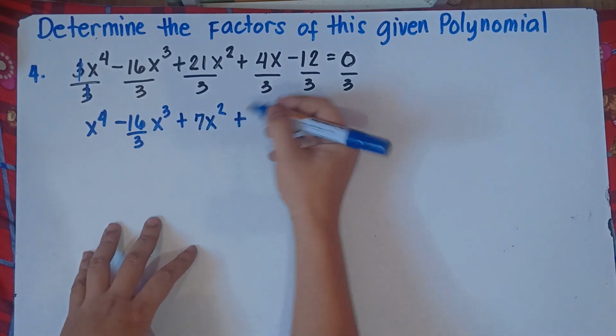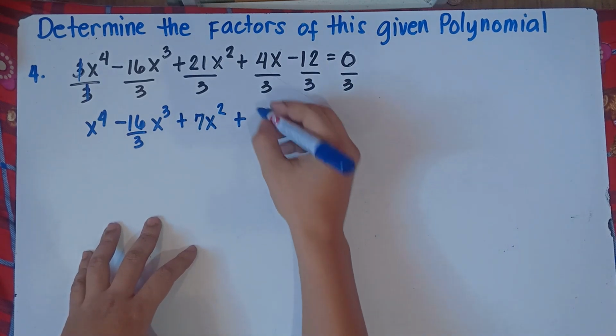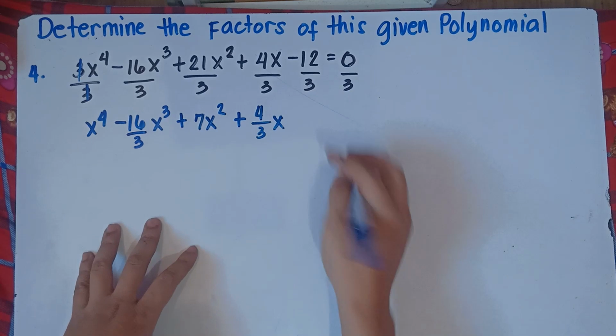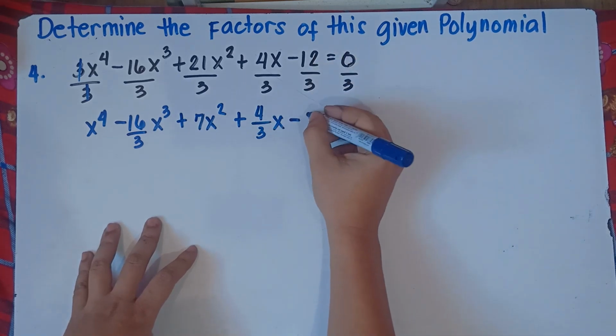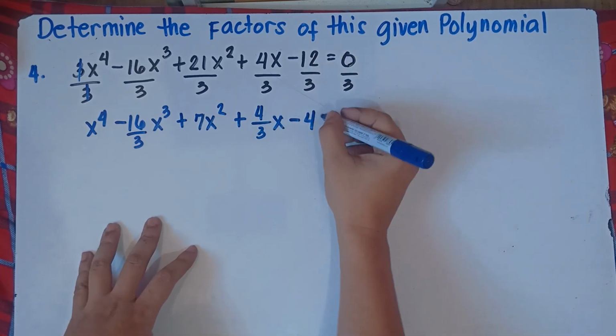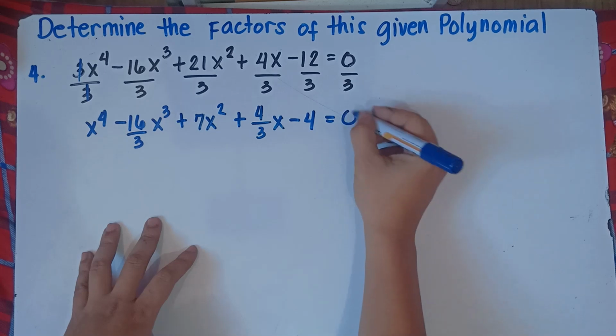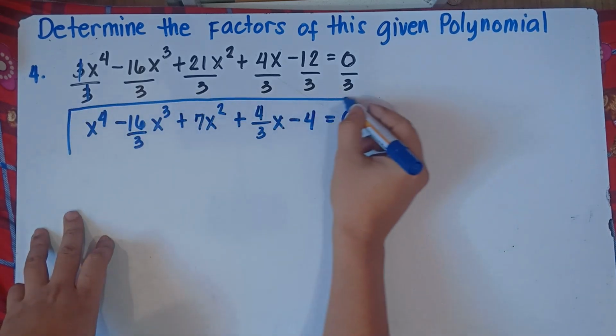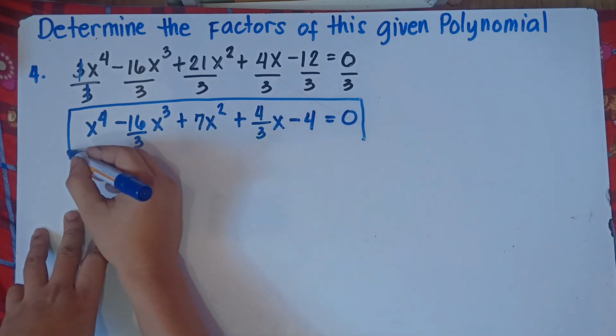Then plus, can we divide 4 by 3? Nope, we cannot divide. So just simply copy x. 12 divided by 3, that's negative 4. Equals 0 divided by 3, that is 0. Alright, and this will be our new equation for the polynomial.